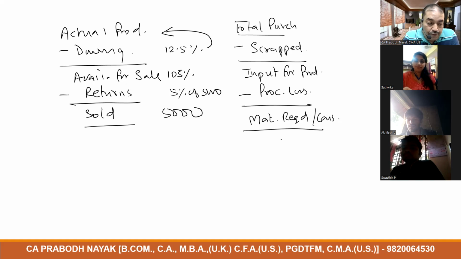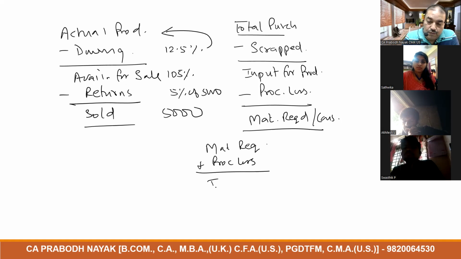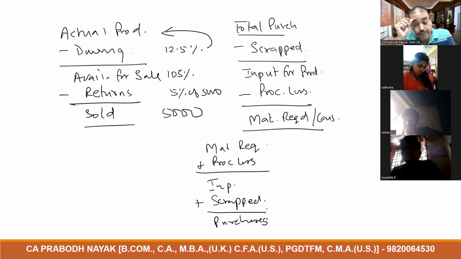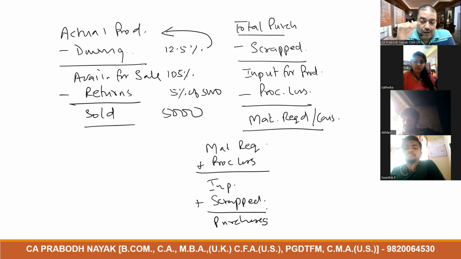So now when I'm going backwards, how do I write this? In the reverse order, I will write first materials required plus processing loss will give me the input, plus scrap will give me the purchases. Format you have understood. Okay, so we are going in this order.